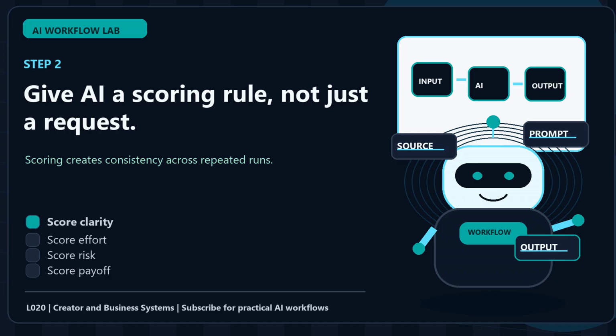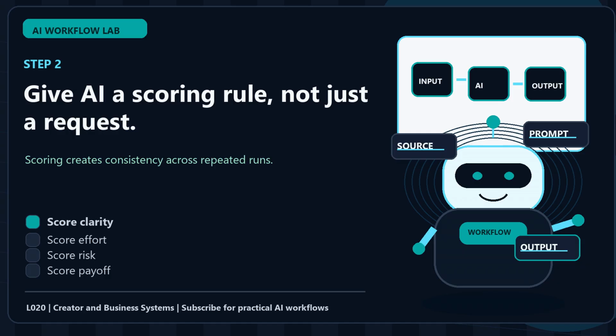Step 2 is the scoring rule. A request asks for output. A scoring rule tells AI how to choose between possible outputs. That is where the workflow becomes repeatable. For I built a local business lead list with AI, I want the assistant to score each option across clarity, effort, risk, and payoff. Clarity means the next action is easy to understand.